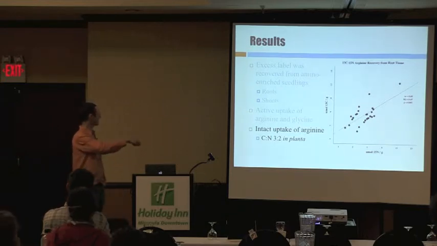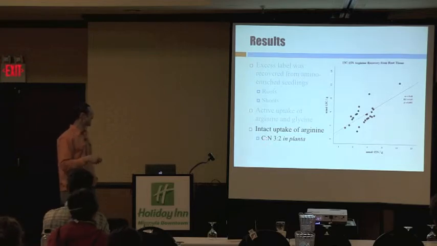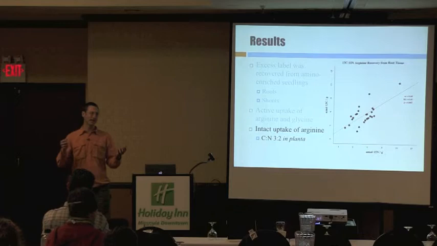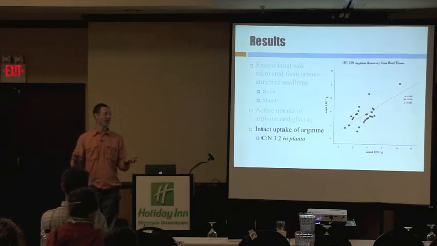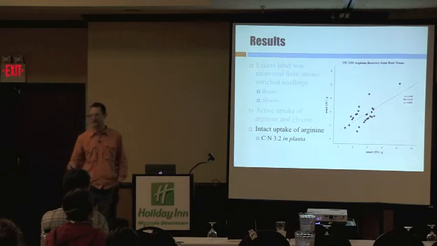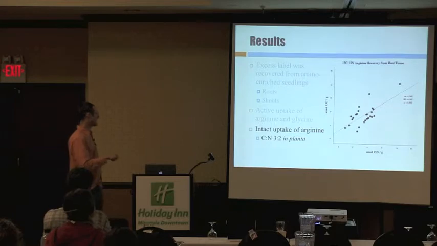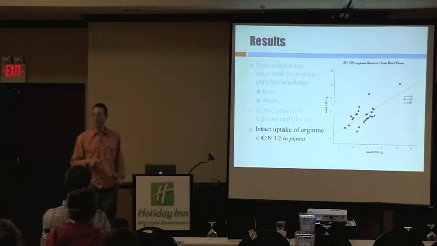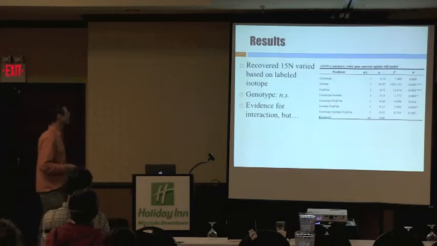So in arginine, the C to N ratio is 3:2. So what we look for is that we recover that same ratio of C to N in the seedlings that we measure. And with a moderate R-squared value, and a slope of 0.68, where for 3:2 the slope should be 0.66, it's pretty reasonable to conclude that we had intact uptake of arginine through membrane-bound transporters.